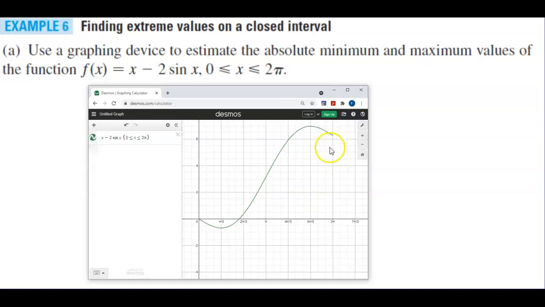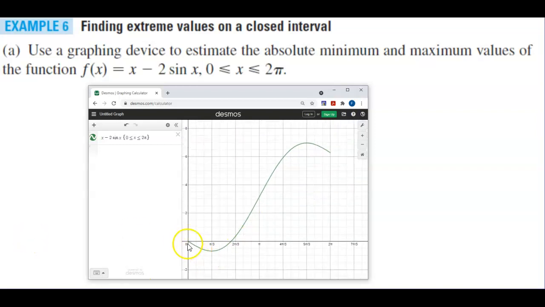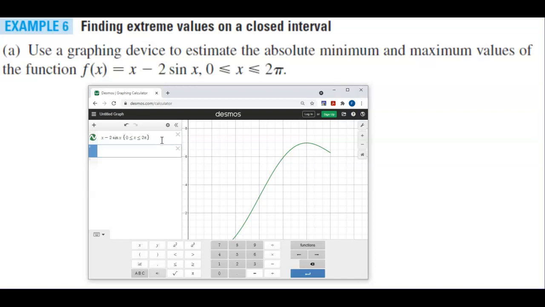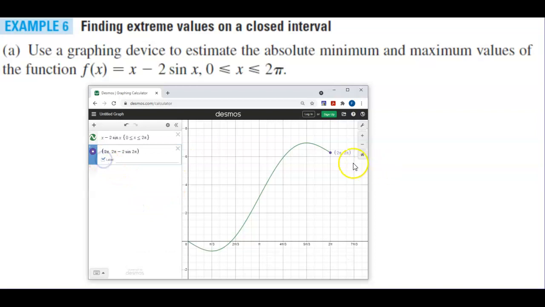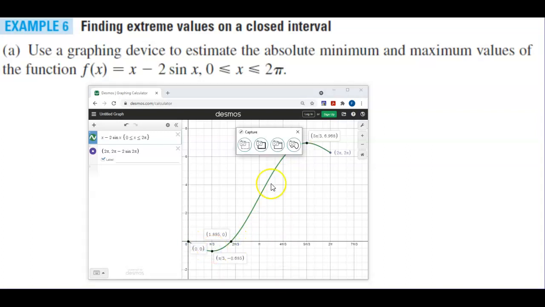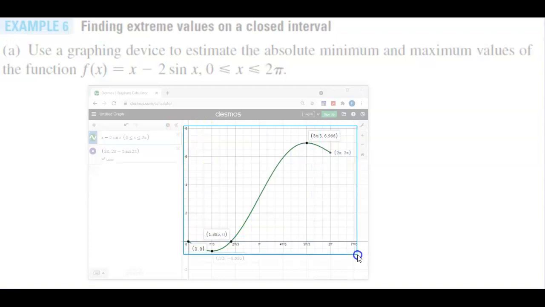So now we can see what our points are on our graph. So let's go ahead and click on that point there. There's that point, and then this point here as well. Since it's not showing there, we can just write it as an ordered pair. We're going to put 2 pi as the x value, and then write the output, instead of x, as 2 pi minus 2 times the sine of 2 pi. And therefore now it labels the point on the graph. So there is that point, and then we can go ahead and label our points. So this is our closed interval, and let's go ahead and copy that.